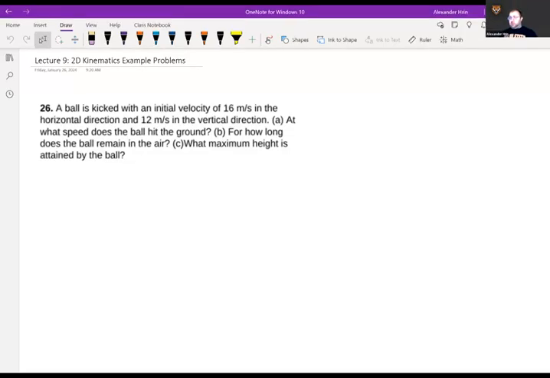Now the first one is one I actually did in the previous lecture. The reason I'm redoing this is I realized I did it incorrectly. I misread the problem, so I don't want there to be any confusion. Basically, what I did is I flipped the horizontal and vertical components of the velocity. So you can go back and check that out, but I want to redo this problem here.